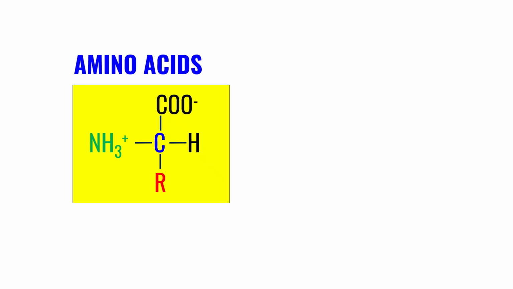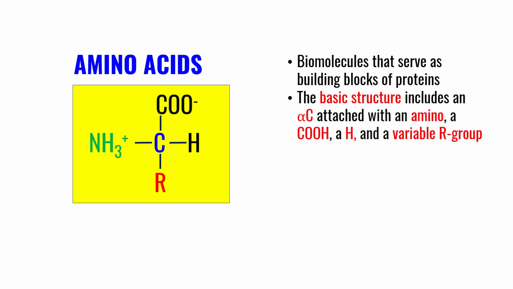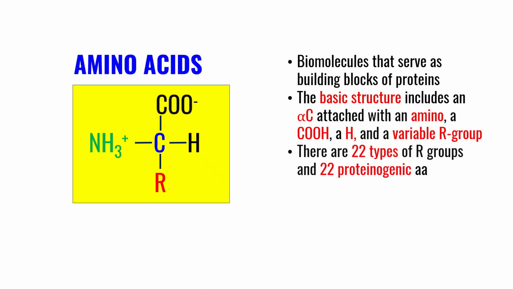So regarding the basic structure of an amino acid, an amino acid has an alpha carbon atom attached to an alpha amino group, a carboxylic group, a hydrogen atom and a unique R group. There are 22 different types of R group, therefore there are 22 different types of amino acids. These amino acids are used in the synthesis of protein, therefore they are also called proteinogenic amino acids. The main source of these amino acids is our dietary sources.